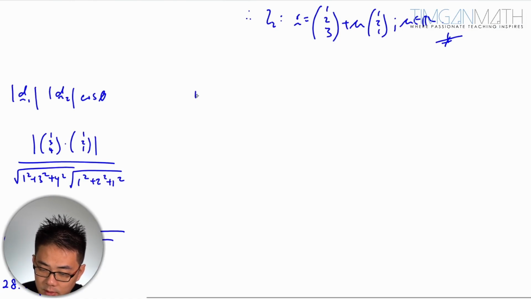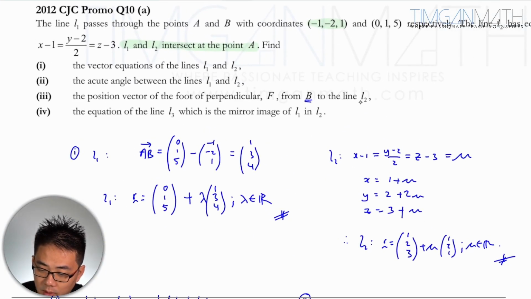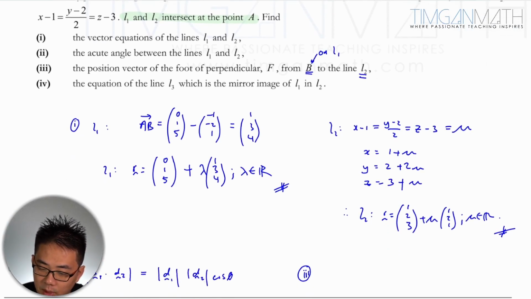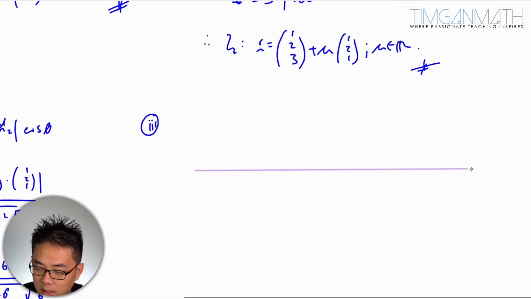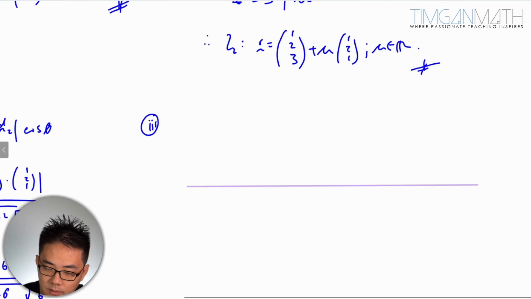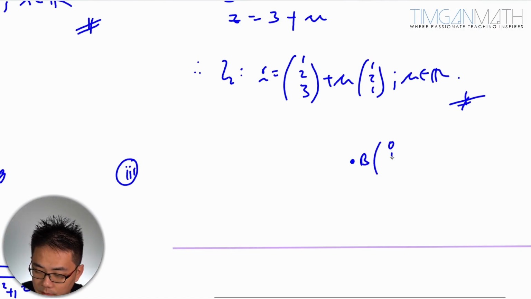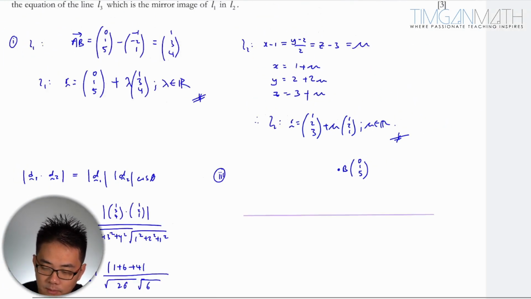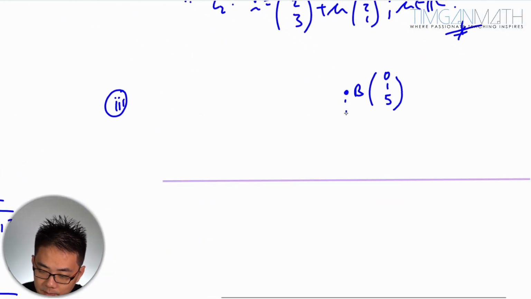Part 3 is just the relationship between a point and a line. So B to L2, B is on L1. Yeah, we may need to use it for part 4, but we just do B. Just draw a line. This is B. B will be 0,1,5. There you go. You want to find the foot of the perpendicular to this line here.